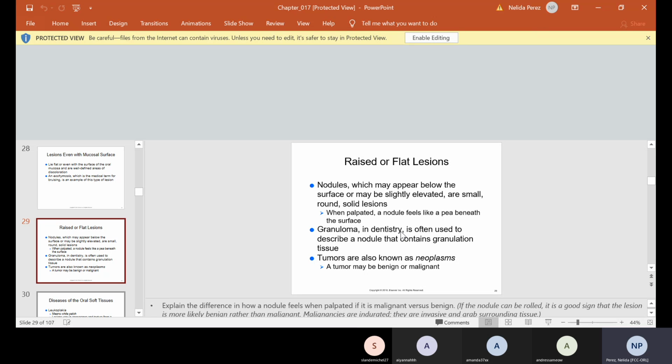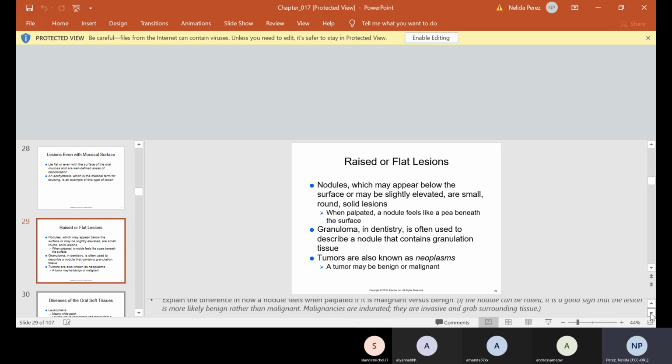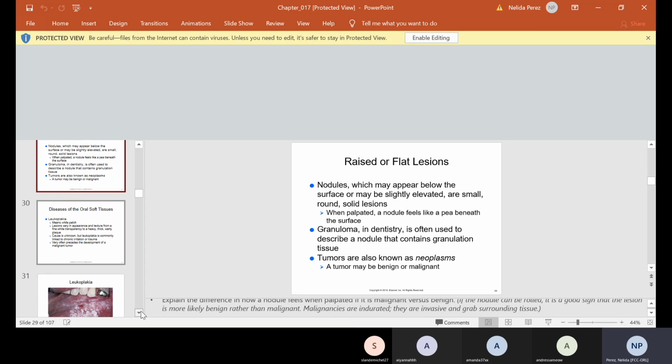And tumors are also known as neoplasm, and a tumor may be benign or malignant. Again, we wouldn't know until we take a biopsy to see what type of tumor it may be, okay? Now, I'm going to explain the difference in how a nodule feels when palpated, if it is malignant versus benign. If the nodule can be rolled, it is a good sign that the lesion is more likely benign rather than malignant. Malignancies are indurated, they are invasive and grab surrounding tissue. You never want to hear that you have a tumor, but if you ever hear that you have one, you always want to hear that it's benign and not malignant, because malignants are usually your cancerous ones.